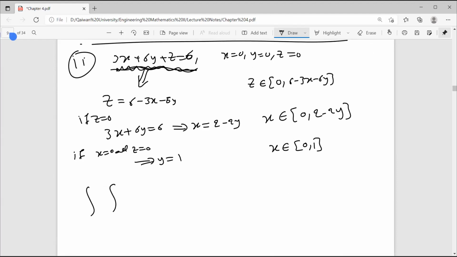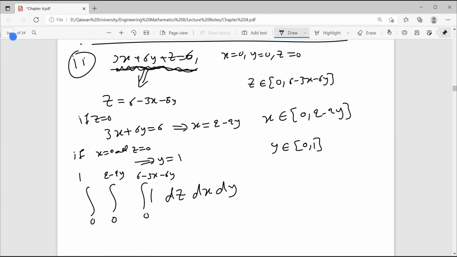So the triple integral, since that's about finding the volume, our function is 1. The first integration should be with respect to z, and the second should be with respect to x, and the third one with respect to y. Y is from 0 to 1. X is from 0 to 2 minus 2y. Z is from 0 to 6 minus 3x minus 6y.